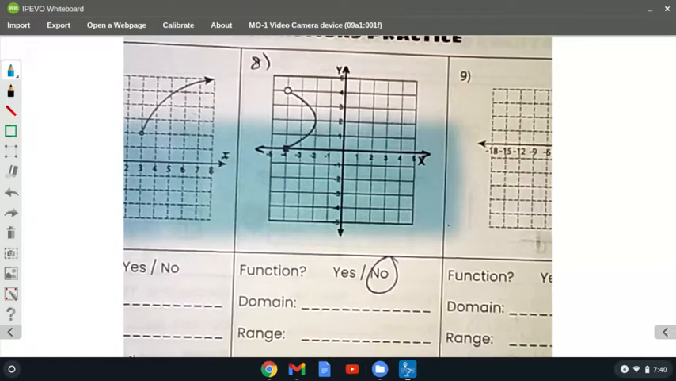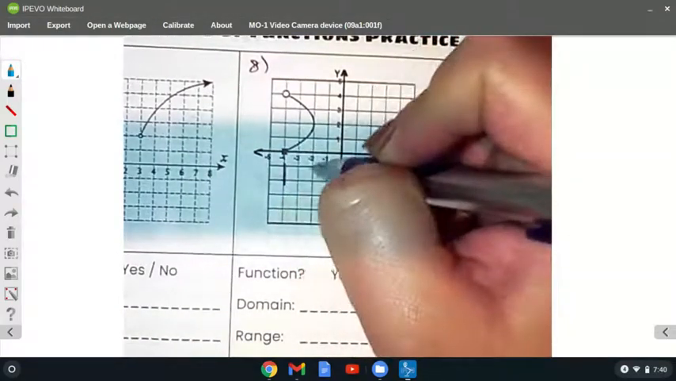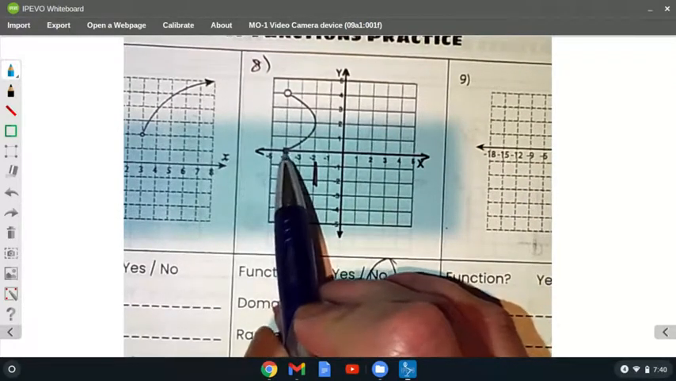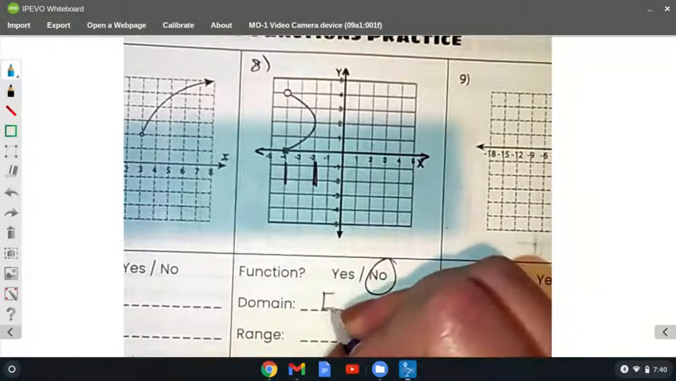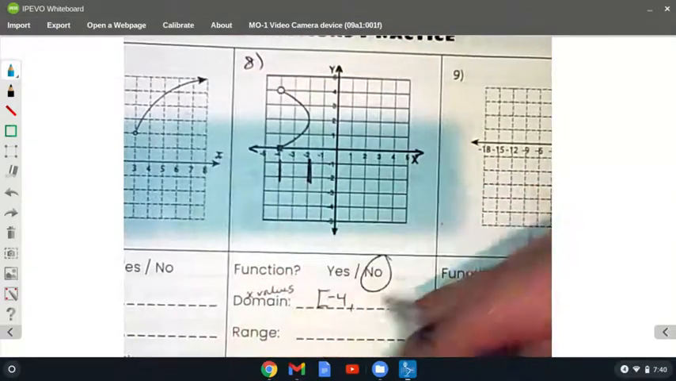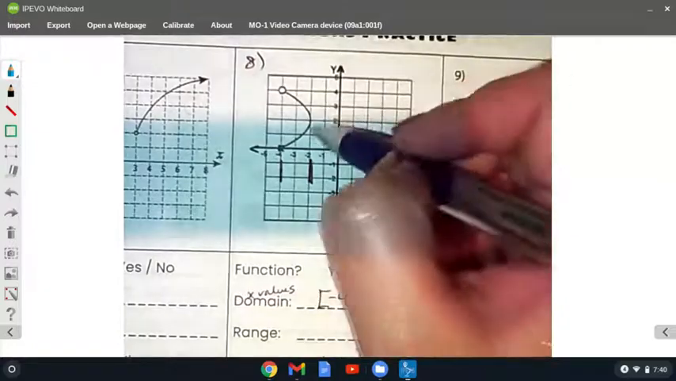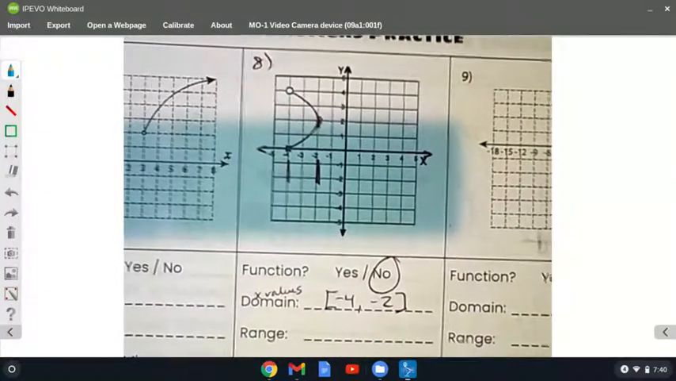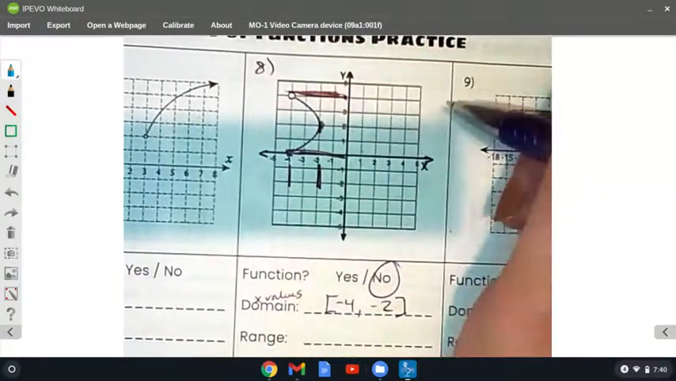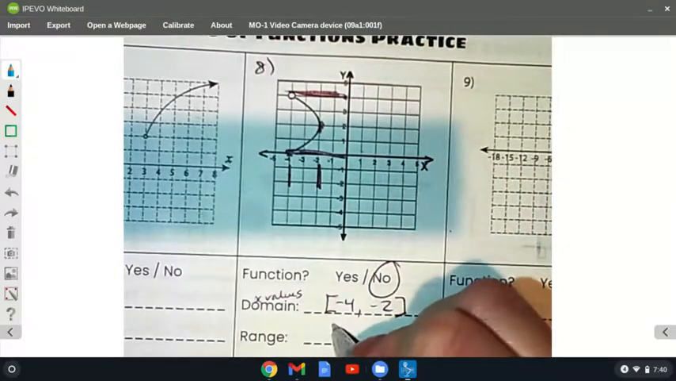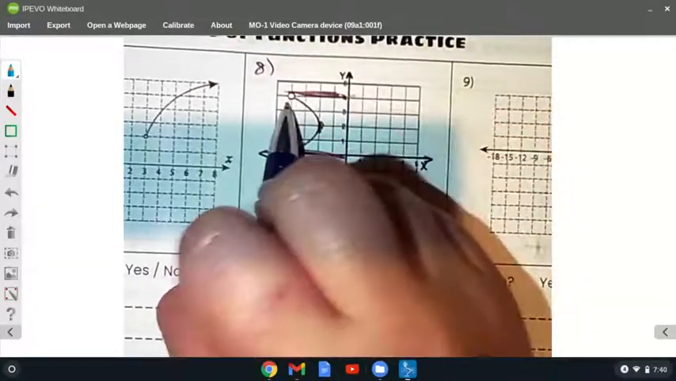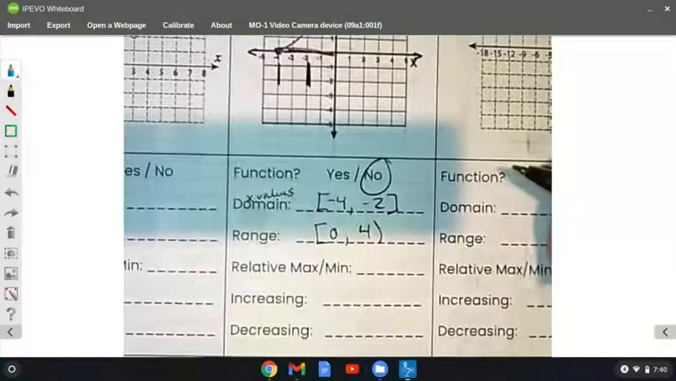My domain is my x values. It looks like it goes from here to here. I would put a bracket here because they do have one closed circle. So that's -4. Remember, domain is your x values. -4 to -2. I would also put a bracket there because that's a closed value. My range is up and down. So my range looks like it goes from here to here. So that's y equals 0. That's definitely a closed circle. And then it goes up to y equals 4. And that's an open circle. So I would put my parenthesis there.